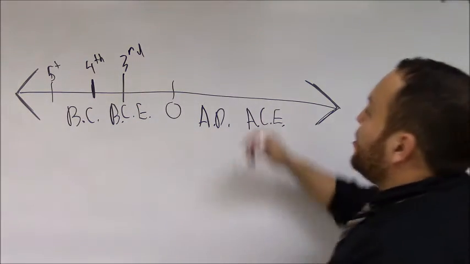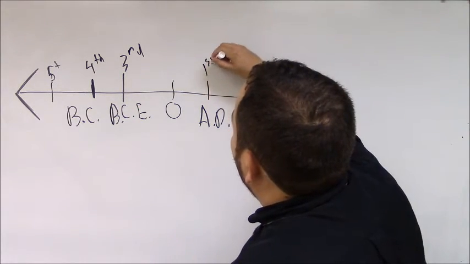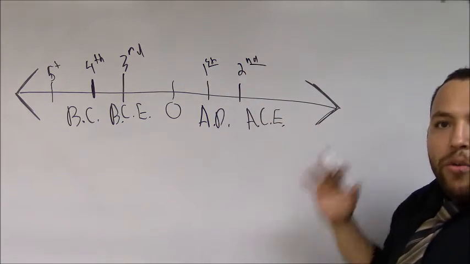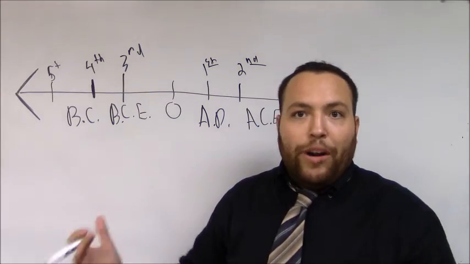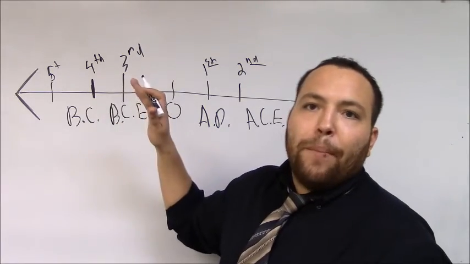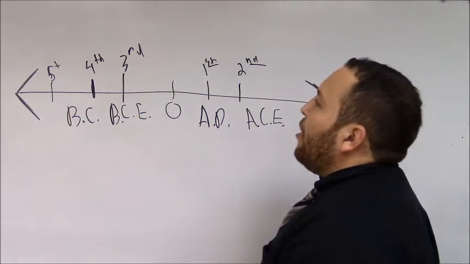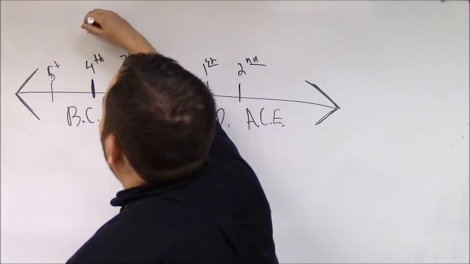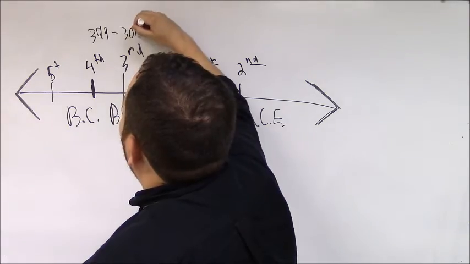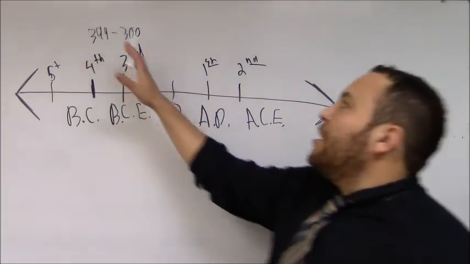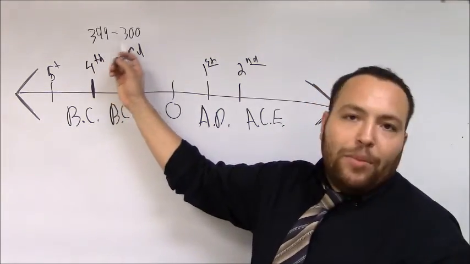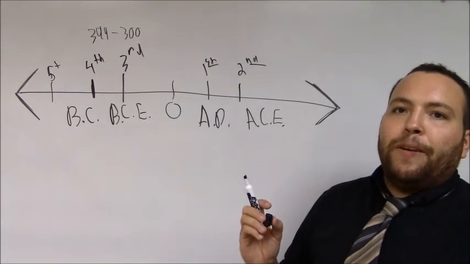After zero, we go up. 1st century, 2nd century, so on, all the way to where we're currently living, the 21st century. Now, when I say 4th century BC, what I'm talking about is from the year 399 to 300. So he lived somewhere in this time period. So 4th century is the year 399 BC to the year 300 BC.